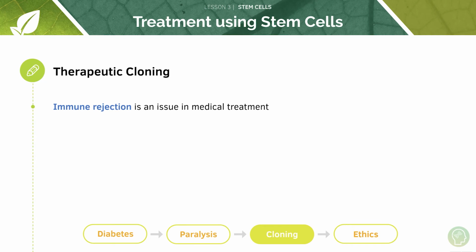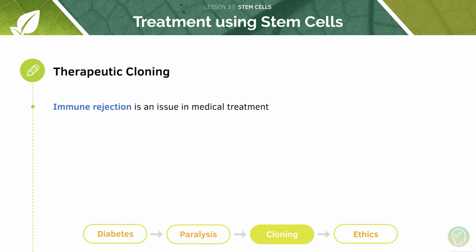So a really, really big issue about medical treatment is the concept of immune rejection. Although the previously mentioned techniques for diabetes and paralysis are very effective, there is a risk that the patient's immune system will actually reject these cells because it senses them as foreign. So anytime a foreign body enters our cells, our immune system will detect it as foreign and therefore launch an immune attack against it.